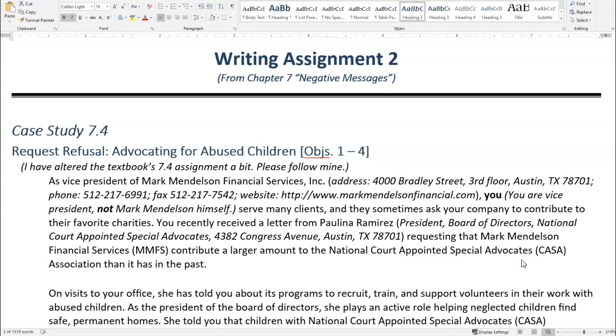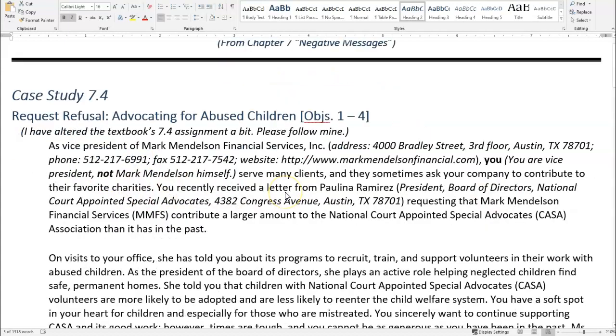So remember, you're not going to have a return address like you had for your first letter. Your first letter was a personal letter from you to someone, a company. But when you're writing the business letter, you're going to have letterhead and no inside address. So you are the Vice President of Mark Mendelson Financial Services, and the address is there for you. The phone number is provided, the fax is provided, and the website is provided. All this information must appear in the letterhead. You are the Vice President. You are not Mark Mendelson. So do not sign your name as Mark Mendelson. Sign your name as your name.